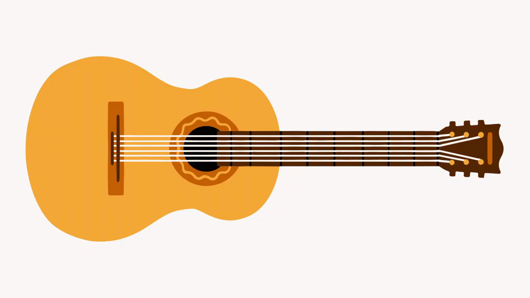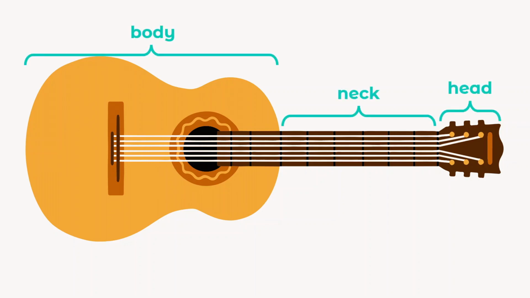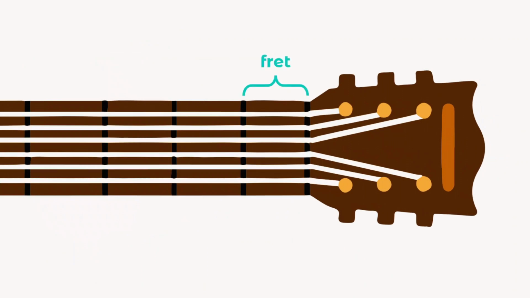A guitar mainly consists of a head, a neck, and a body. The neck consists of these vertical spaces called frets. The fret closest to the head is called the first fret. The fret next to it is the second fret, and so on.